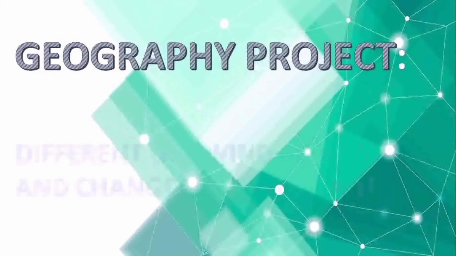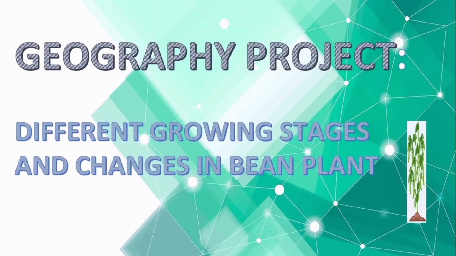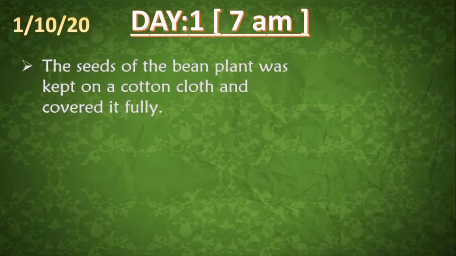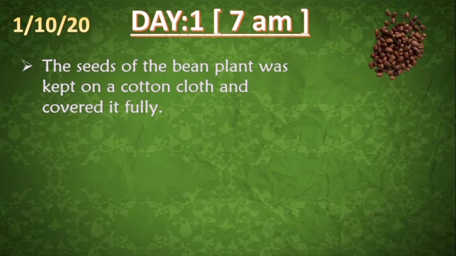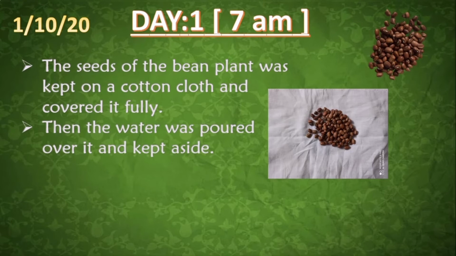Today I'm going to explain about the different growing stages and changes happening in a bean plant. Day 1. The seeds of the bean plant were kept on a cotton cloth and covered fully. Then the water was poured over it and kept aside.